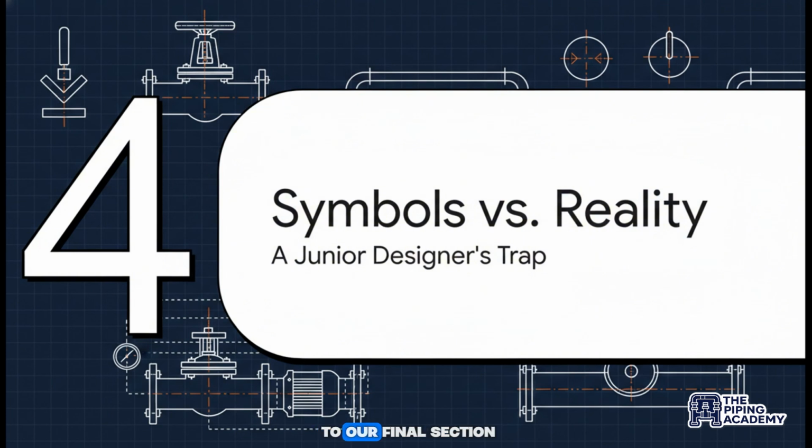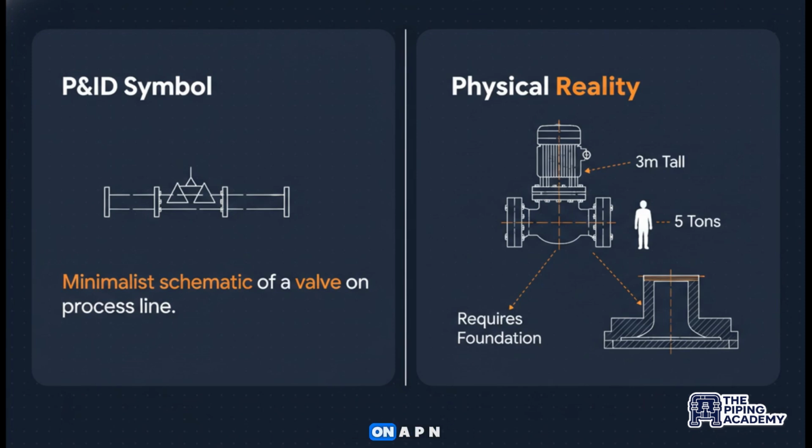And this brings us to our final section, and it covers what is arguably the most common mistake made by junior designers: confusing the symbol on a drawing with the physical reality out in the plant. Think about it. On a P&ID, a valve is just two little triangles on a line. It takes up no space at all. But in reality, a 24-inch motor-operated gate valve can weigh 5 tons and stand 3 meters tall. It is a massive piece of equipment that's going to need its own concrete foundation just to support it.